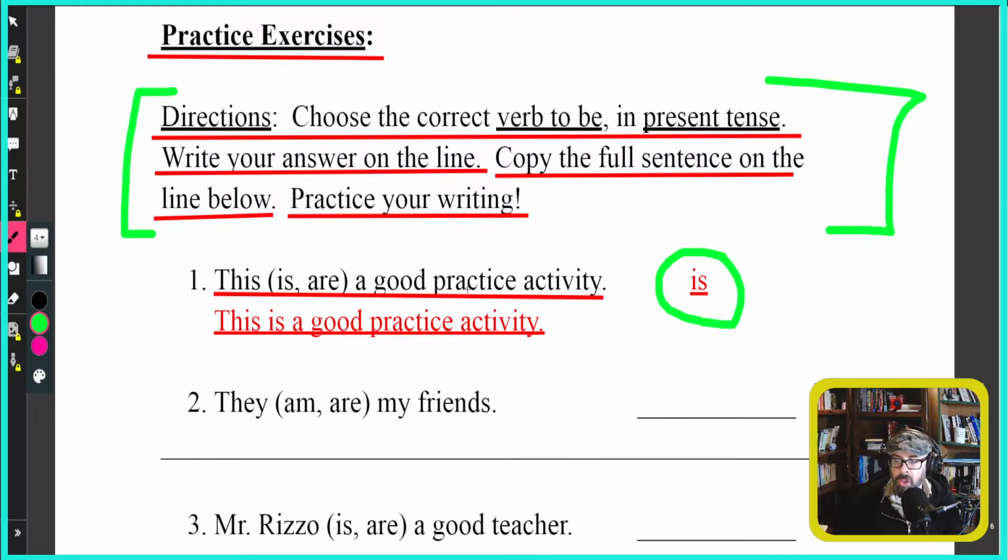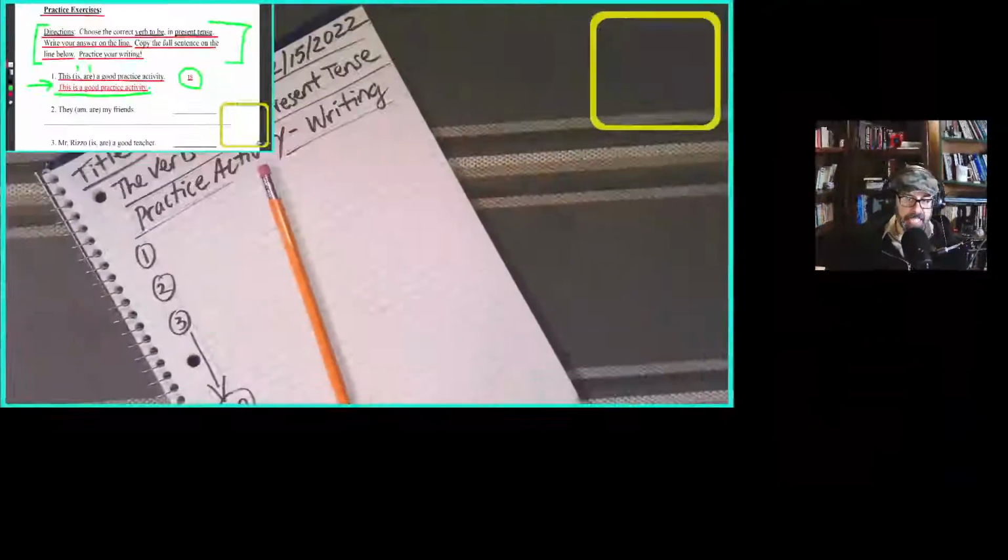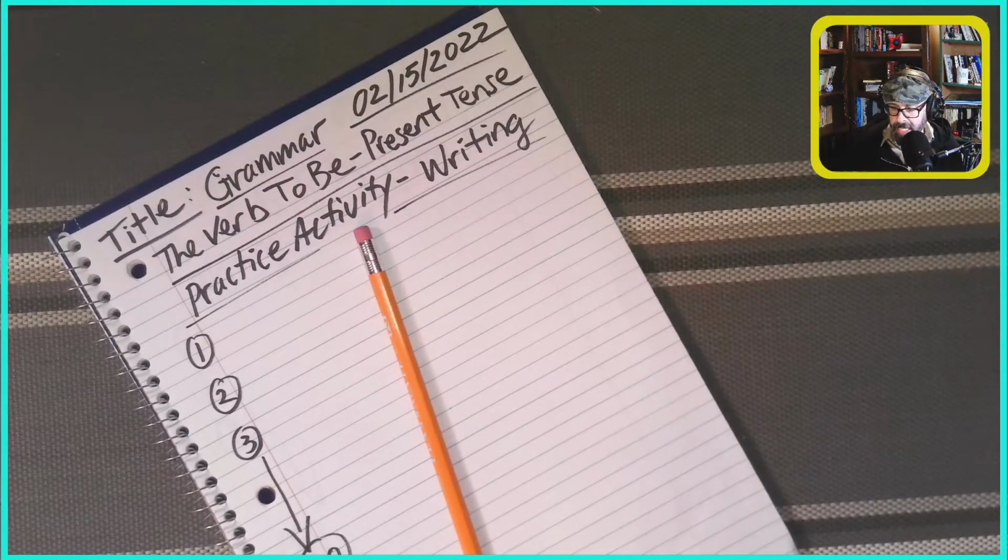So we'll write the correct answer, is, first, and then we will write the complete statement, this is a good practice activity, period, at the end. So first we'll write the correct answer, is or are, and then copy the correct writing for the statement. I'll tell you what, let's go ahead and write together. Let's write number 1 out. This is a good practice activity.